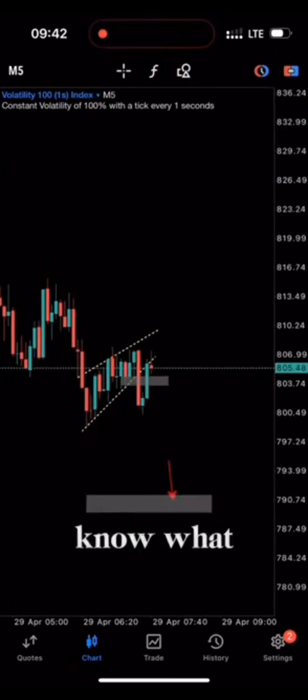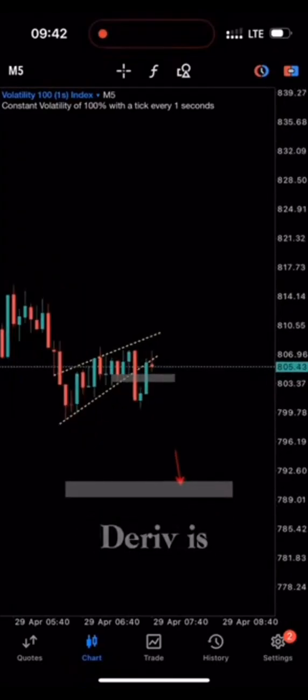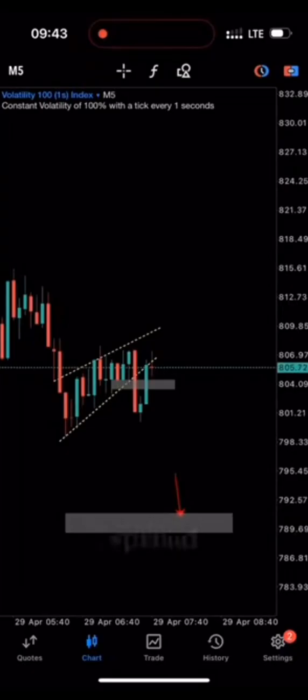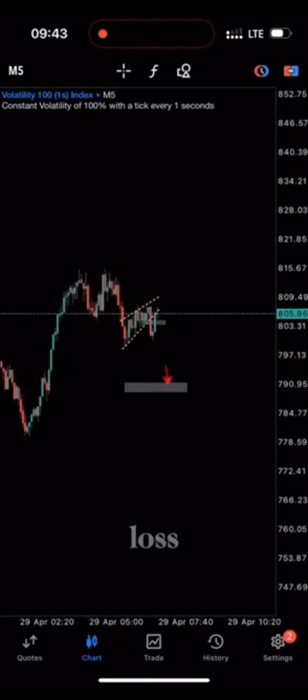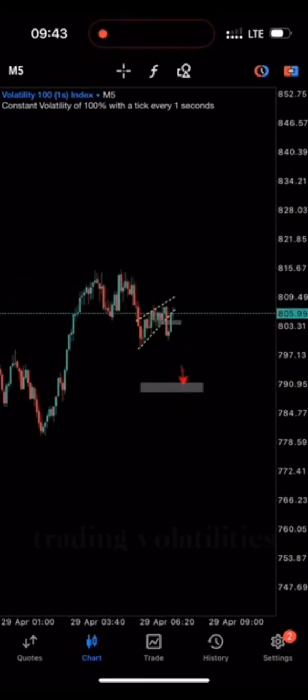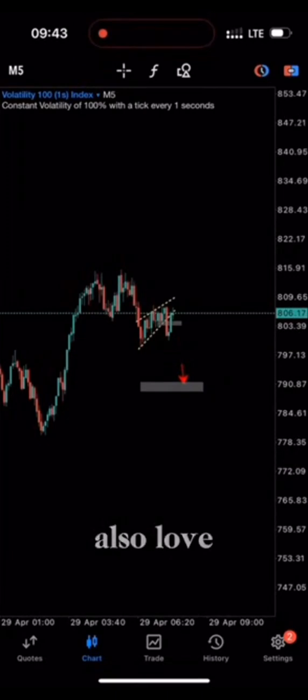But do you know what I like more about this broker, Deriv? It has low spread. Which means just a small movement and you would have made profit or made a loss. So this is why I like trading volatilities.